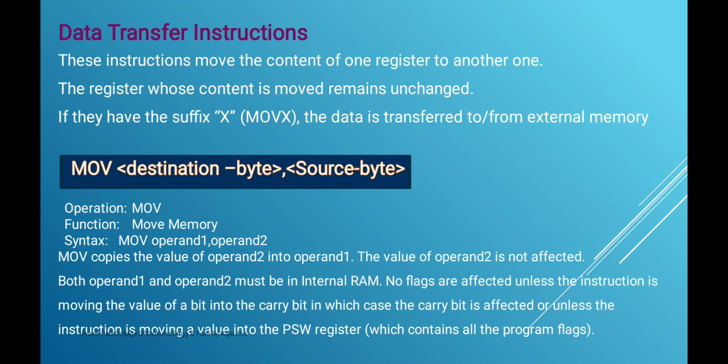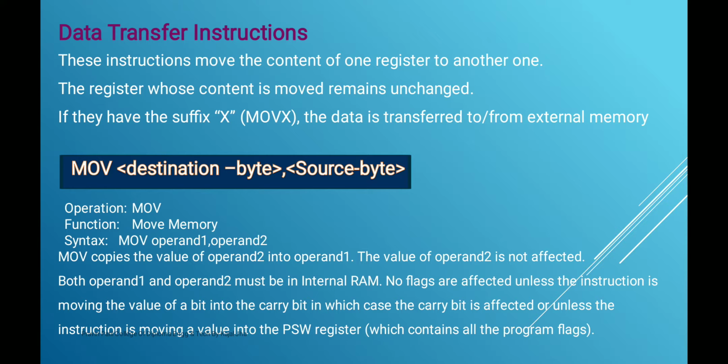Okay, so data transfer functions instruction. Data transfer functions, these instructions move the content of one register to another one. The registers whose content is moved remain unchanged. If they have the suffix x, that means the data is transferred to or from external memory, which I discussed with you in the previous video.